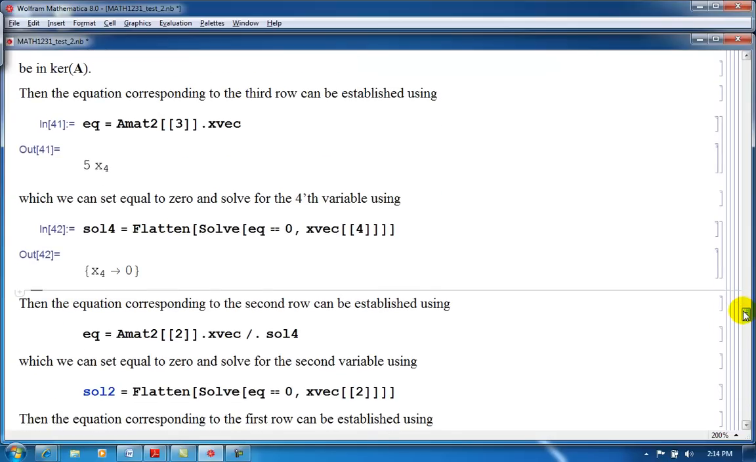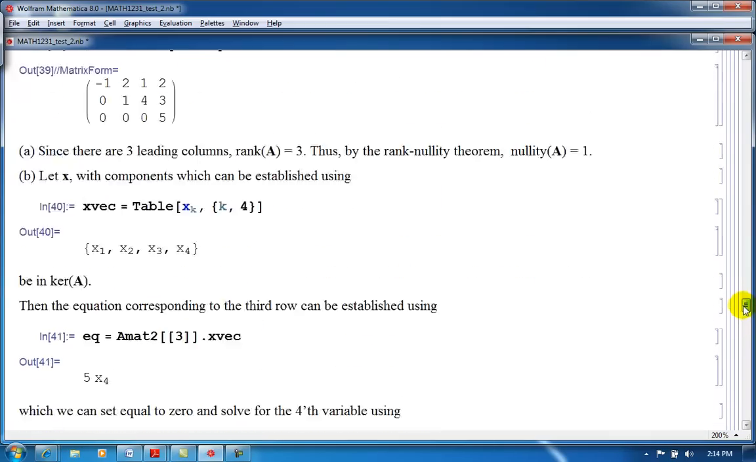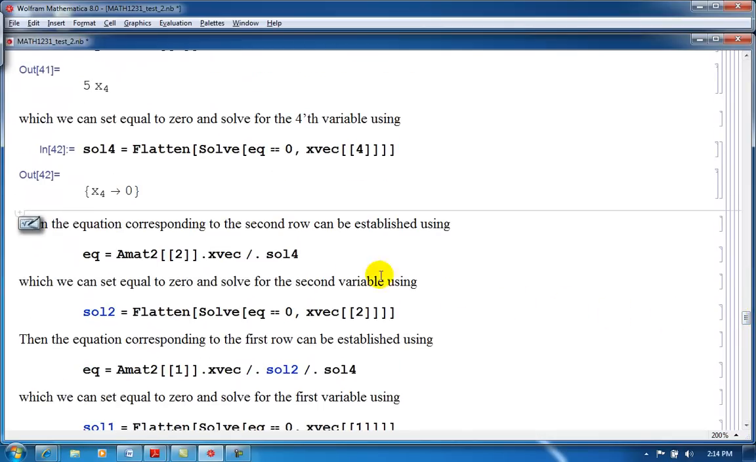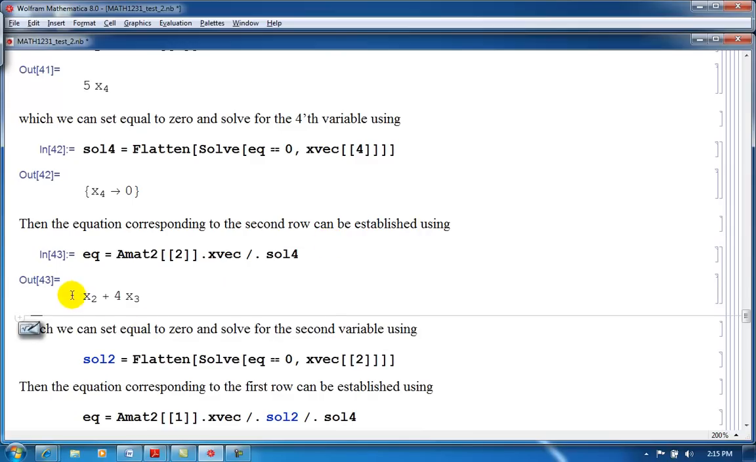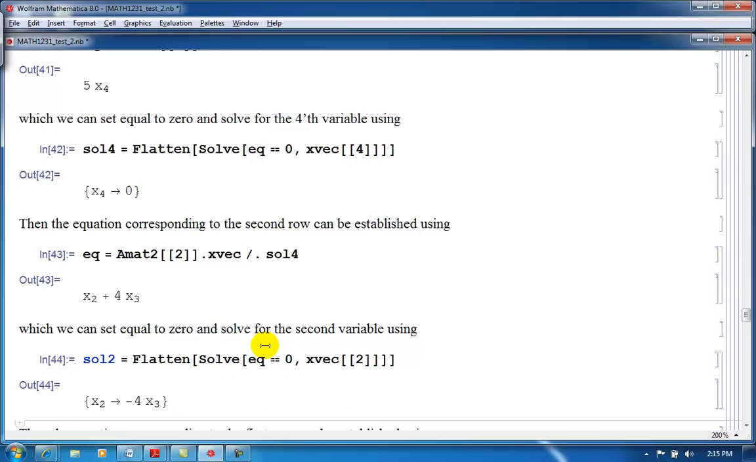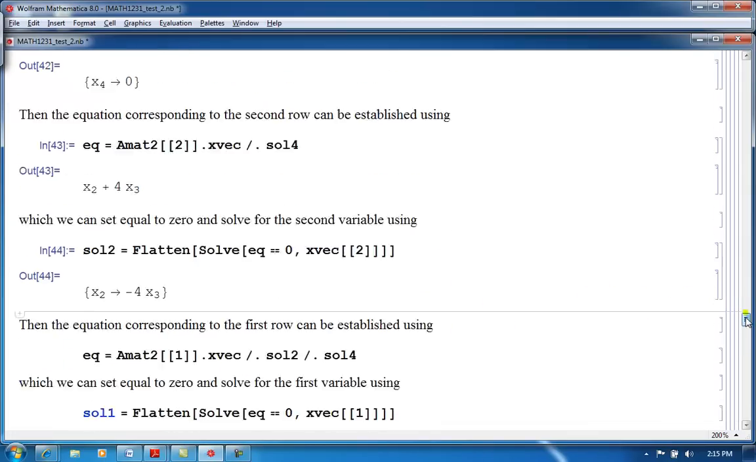And now we come to the second row of this equation, and so that equation can be formed, or the left-hand side of it is this, so we can set that equal to 0, which is the right-hand side, and solve for the second component, and that will give us x2 as minus 4x3.